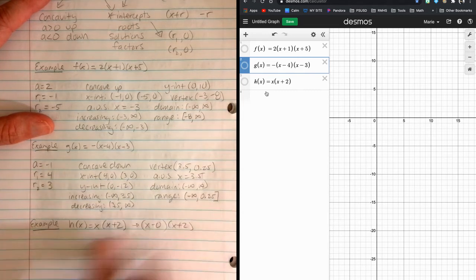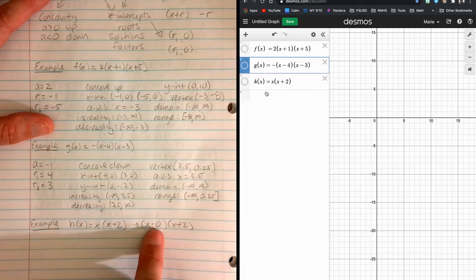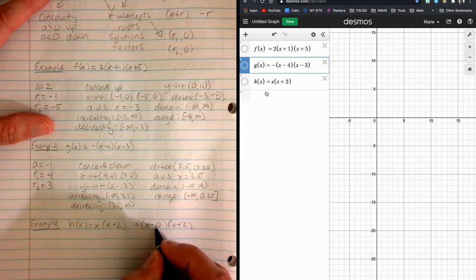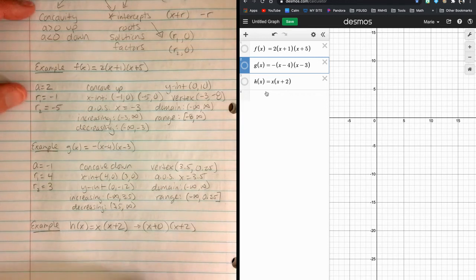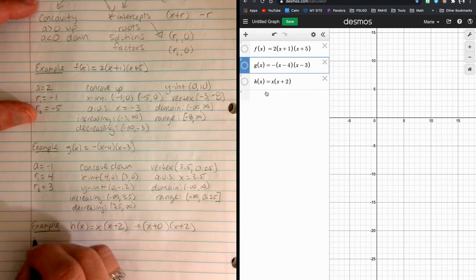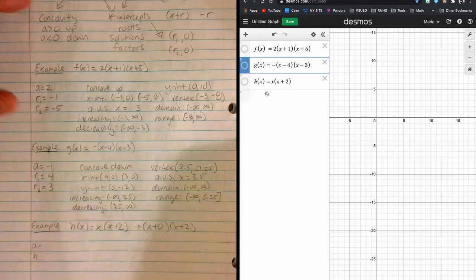Okay? So if there's nothing there, it just means it's plus or minus 0. And actually, it doesn't even matter. You can make it minus or plus. It really doesn't matter because it's 0. So let's go through and analyze this like we've been doing.